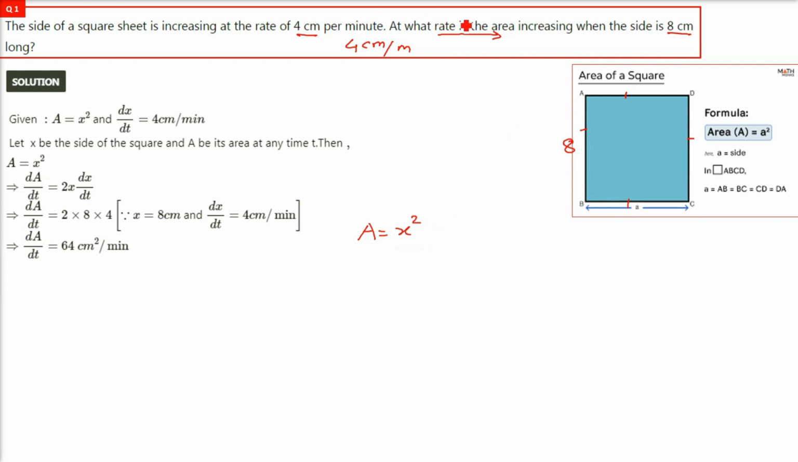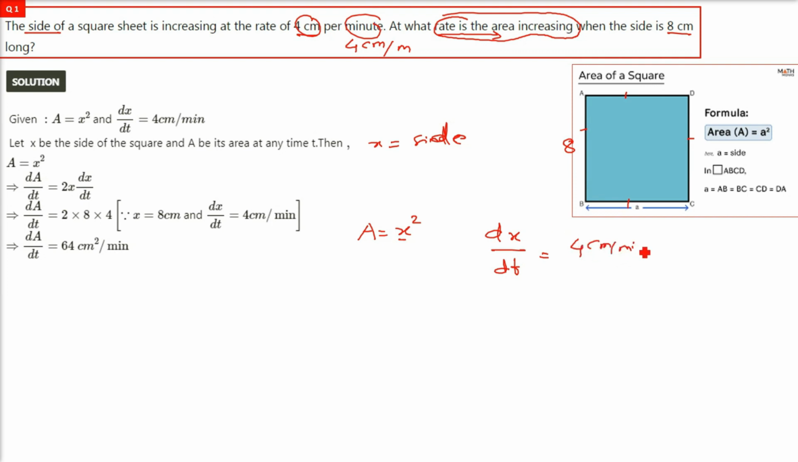Area is side squared. Here we are taking side as x because we always take x when we are dealing with derivatives. The side of the square sheet is increasing. So what is the side? We have taken x as the side. So for this side, dx by dt. If x is the side, dx by dt is given as 4 cm per minute, and that 4 cm per minute infers that you have to take dx by dt.